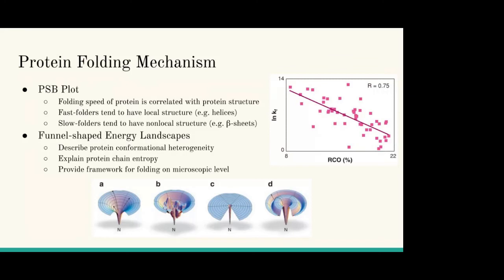Okay, so here's one computational technique that can be used. Number one is a PSV plot. This relies on the fact that the folding speed of a protein is directly correlated with the protein structure. As you can see with the scatter plot on the right, it has a pretty high R value. What this means is that fast folders tend to have local structures like alpha helices, and slow folders tend to have non-local structures like the beta pleated sheets.